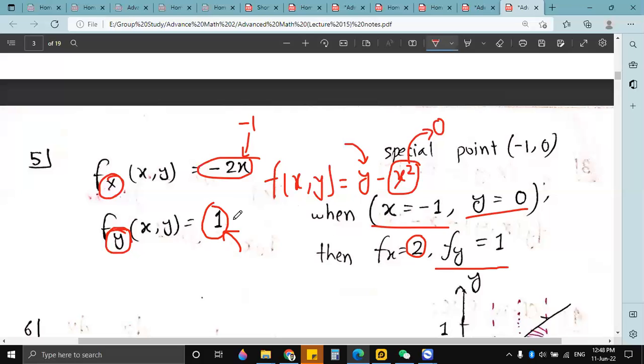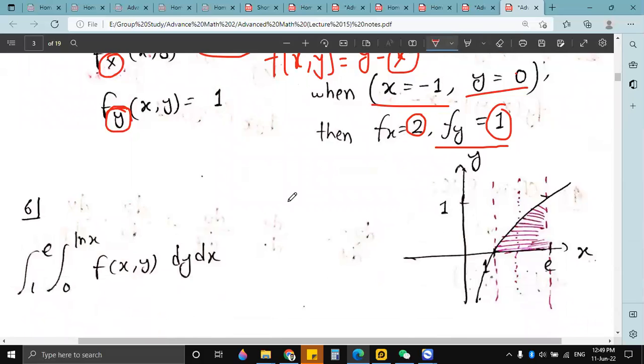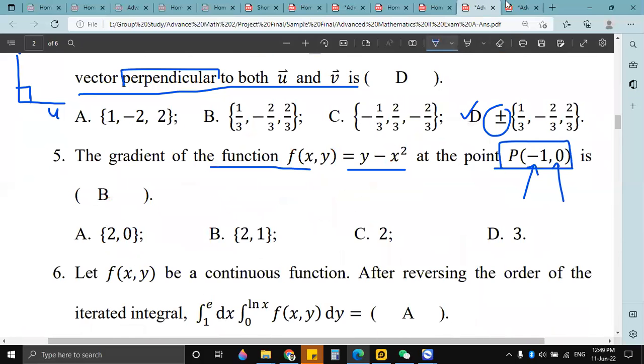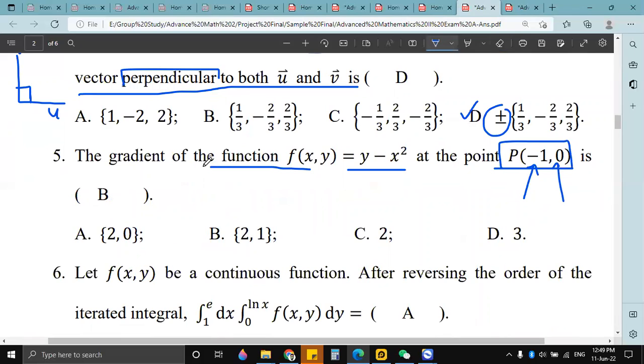If we had y here, then the value would be 0, right? Because we would substitute y equals 0, and 0 multiplied by 1 would be 0. But here we don't have y, we have only 1. So that's why I have written here 1. And then the gradient of the function: as you see here, our value is 2, 1.